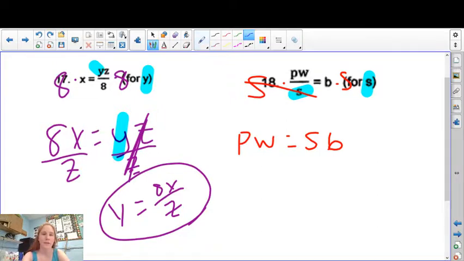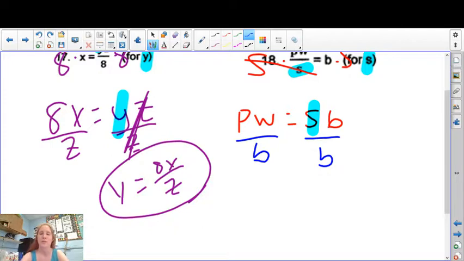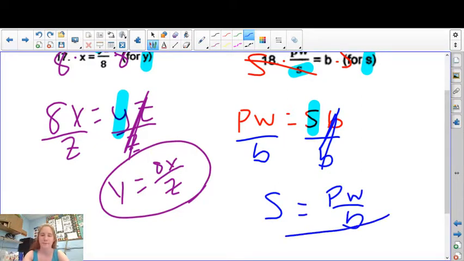Again, I noticed that my S is over here. I want to undo whatever's causing the issue. Right now, the multiplication is causing the issue. So I'm going to undo my multiplication with division. Causes them to cancel. So S is equal to PW divided by B. See, look, 3 more to go.